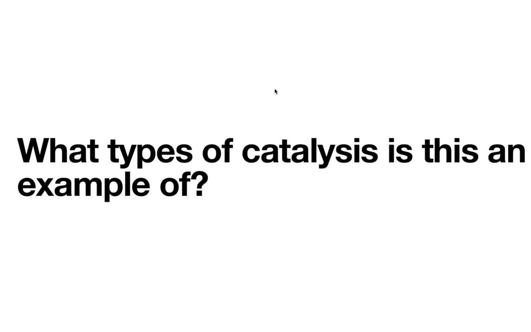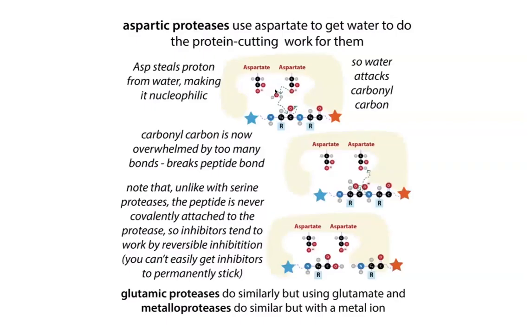So what types of catalysis was that an example of? There were a couple of different types we could say. Yeah, so it was a covalent catalysis, and it was also going to be a general base catalysis. Some of the proteases don't go through those covalent intermediates. Instead, they just use water both times.